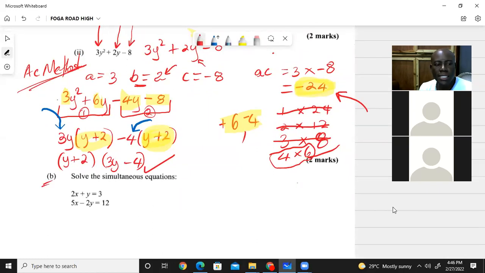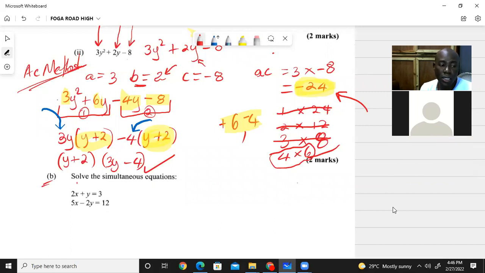Now, another thing that comes at number 2 is a simultaneous equation. As you could see, we have x and we have y. Normally, you will be solving for one variable. But now, we're actually solving for 2 variables.